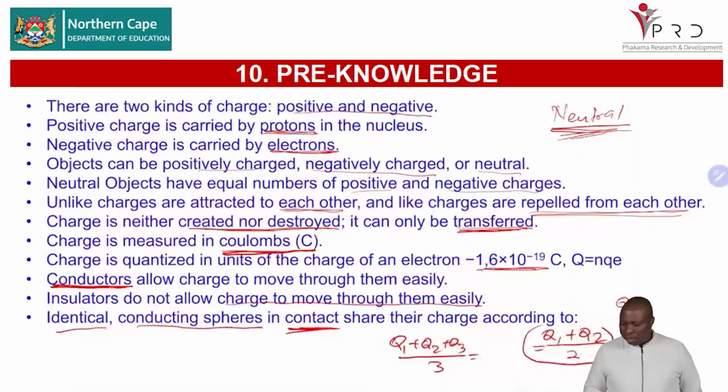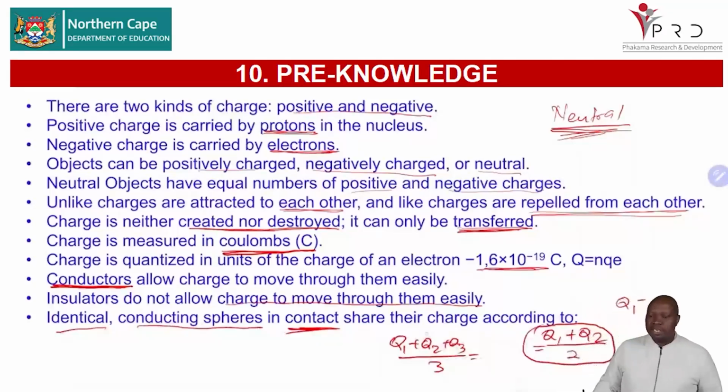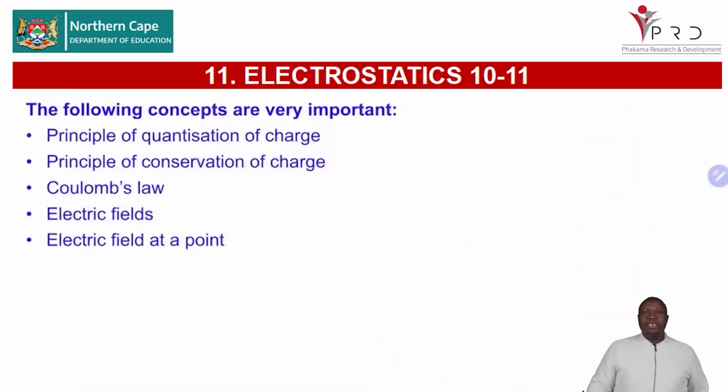In terms of our exam guideline, it refers to (Q1 plus Q2) divided by 2. But if there is a question that involves 3 charges, you know that you will divide by 3. Now, I talked about the principle of quantization of charge, where we said these charges are quantized. The charge of an electron is equal to minus 1,6 times 10 to the power of minus 19 coulombs.